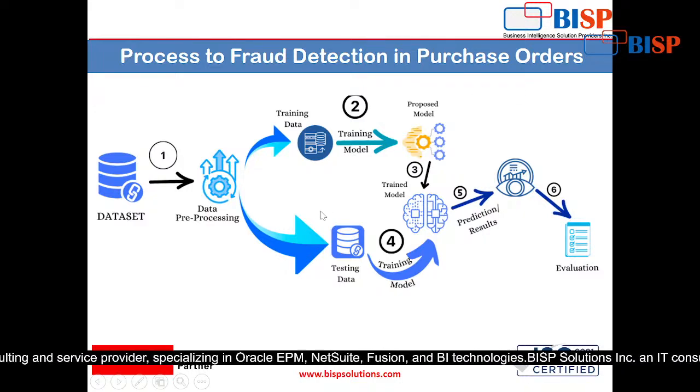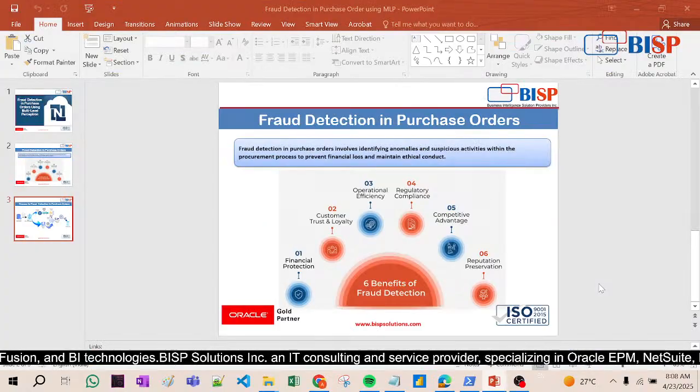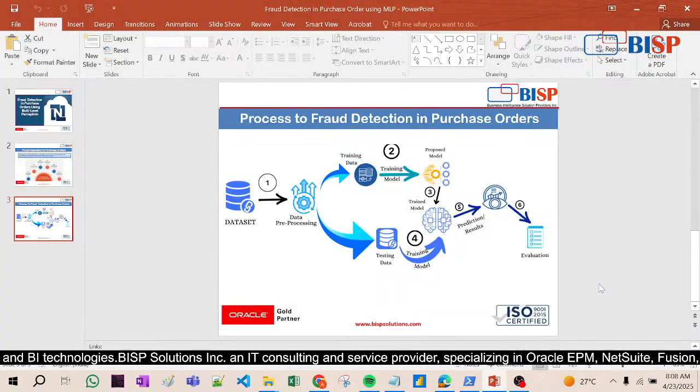First of all, the process of fraud detection in purchase orders. The process is: data set, data pre-processing, training data, and then process the model, and after the model is trained, it predicts.